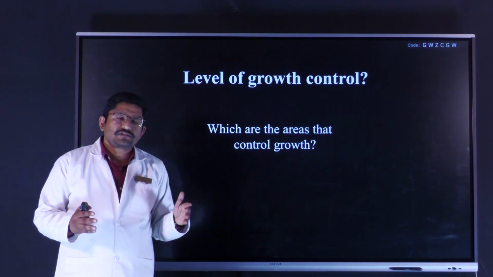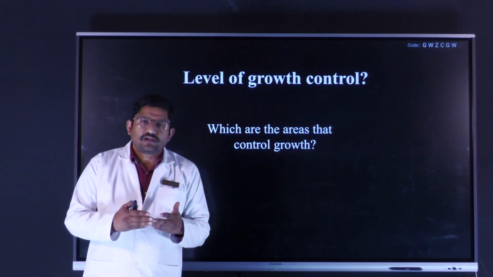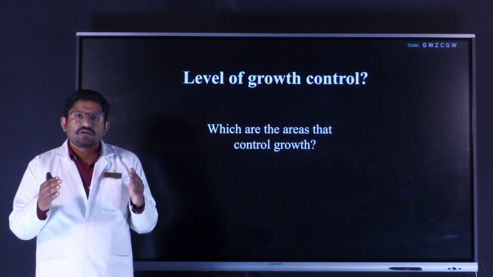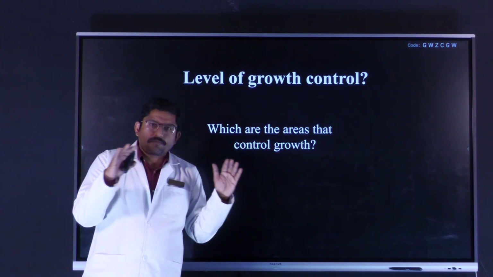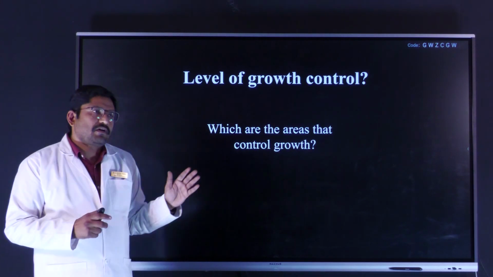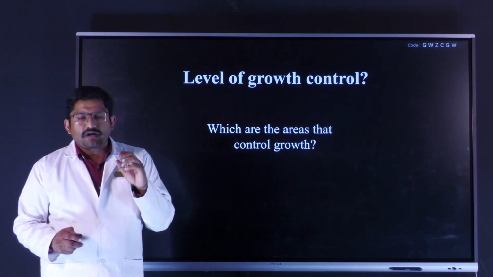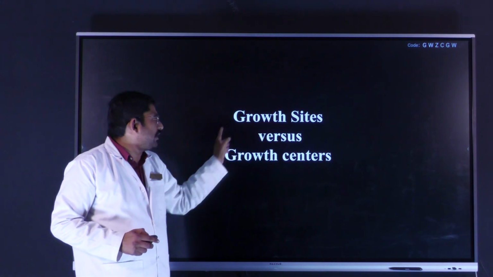Now, the functional matrix theory; earlier to that, there were other theories: the genetic theory, the cartilaginous theory, the sutural theory. All these theories are good from their own perspective and the knowledge at that particular time when they were postulated. Now, which are the areas that control growth? The area that controls growth determines whether it is called a growth site or a growth center.